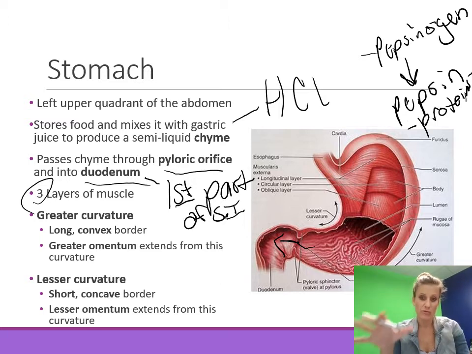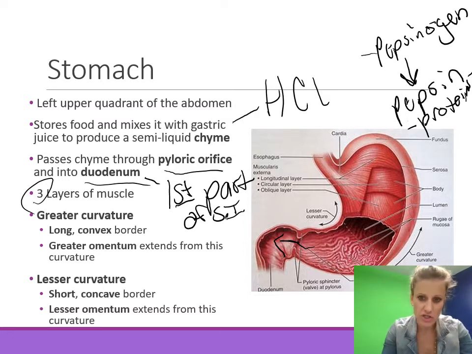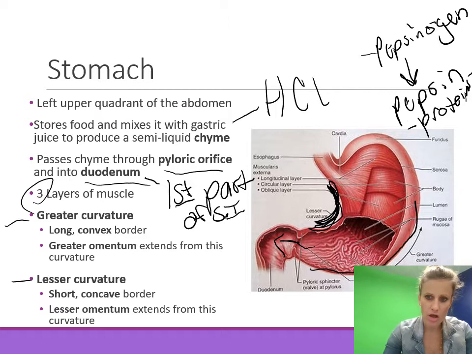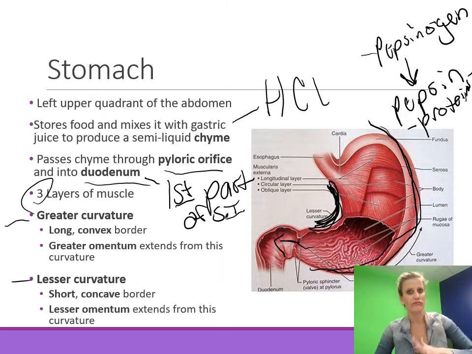When we look at the stomach from the outside, we see these two major curves that are present. They're referred to as the greater curvature and the lesser curvature. So the lesser curvature is the short concave border, the superior border on the top of the stomach, and the greater curvature is the long convex border of the stomach that's located more inferiorly.